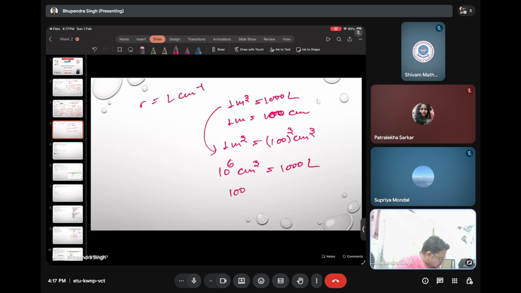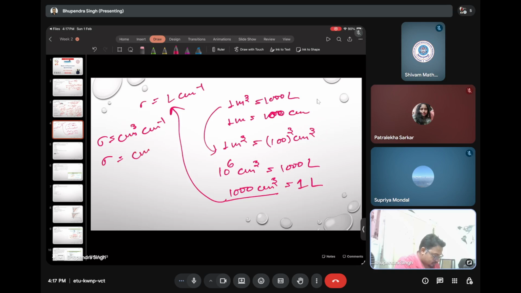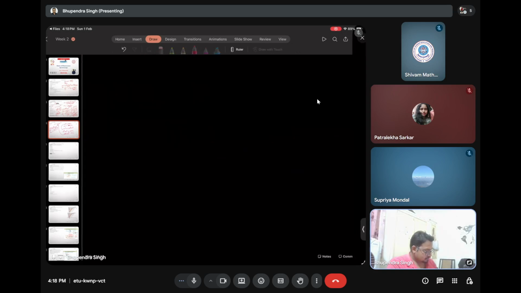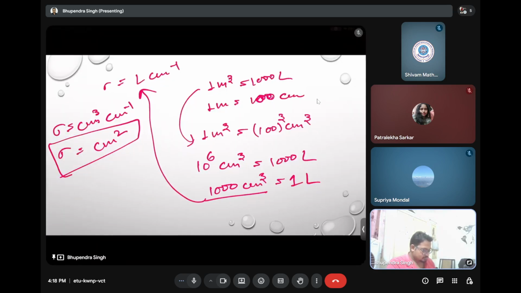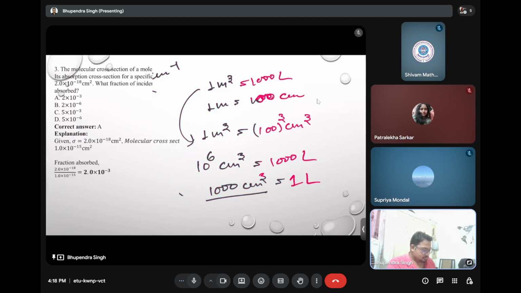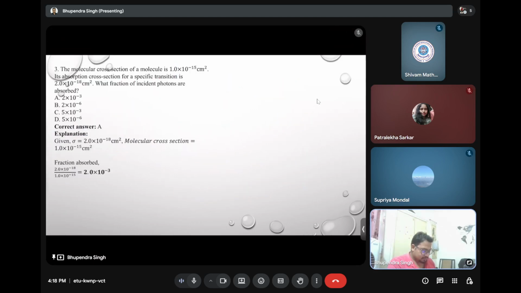So 1000 centimeter cube equal to 1 liter. Just put it there, leave the number. So it will be centimeter cube and centimeter minus 1, so it will be centimeter square. Right? I think it is okay.